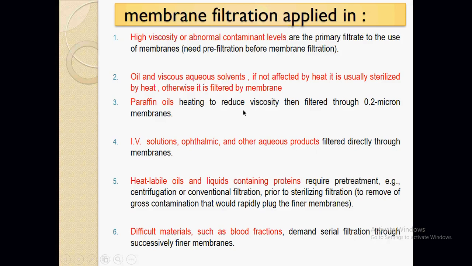Paraffin oil heating to reduce viscosity then filtered through 0.2 micron membrane. إذا عندي oil أسخن وبعدين أسوي له filtration ب 0.2. فراح تشوفون إنه الأويلي الفيسكس عادة أسوي dilution، وإذا ما قدرت أسوي dilution بهالحالة لازم أعرضها للحرارة if it is not sensitive to heat. الأويلي ماتيريال كذلك إما نعرضها للحرارة if the oil is sensitive to heat then we can dilute it. Then after that we filter it with 0.2 micron.